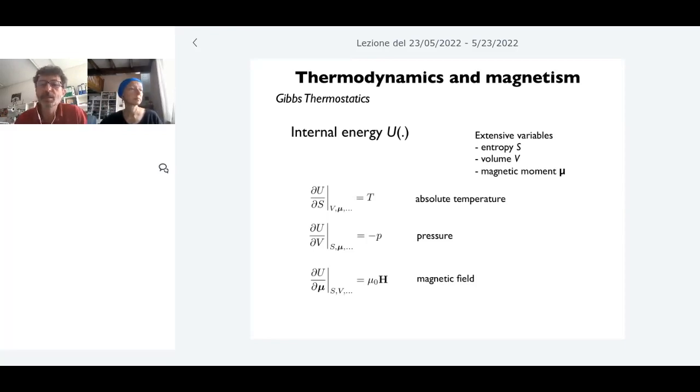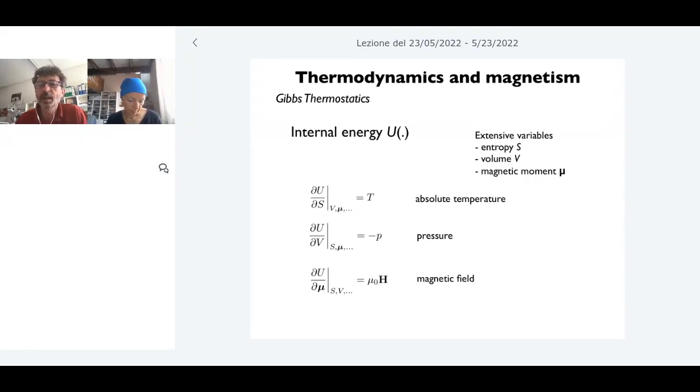Well, let's review for a moment what are, let's say, the basics of thermodynamics, including magnetic quantities too. What I describe here is essentially what is known as thermostatics, so the equilibrium theory of thermodynamics, where essentially you make the following super simplifying hypothesis.